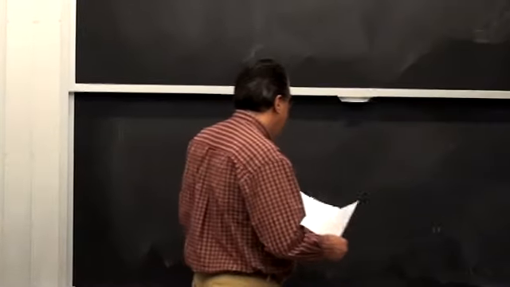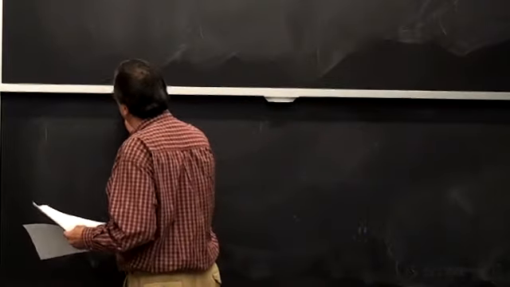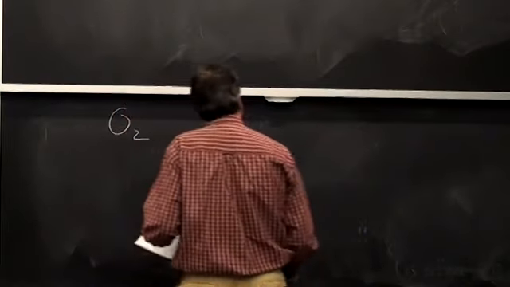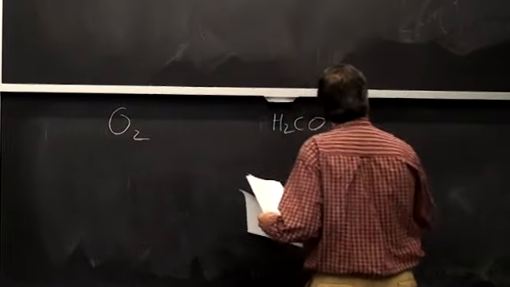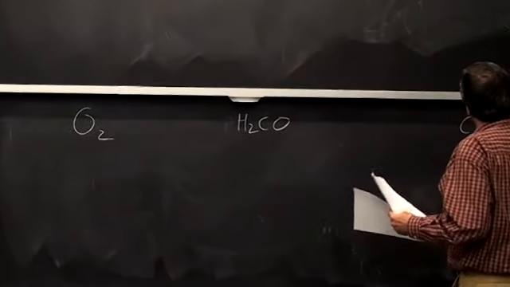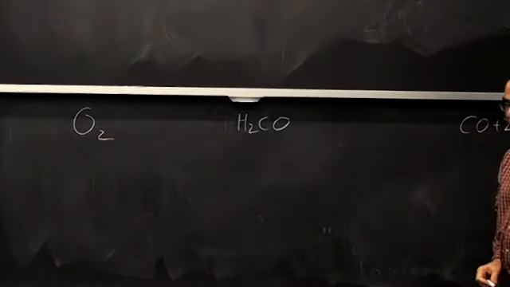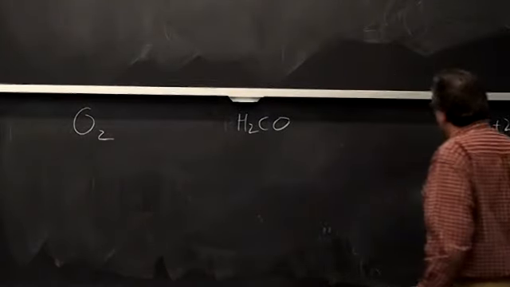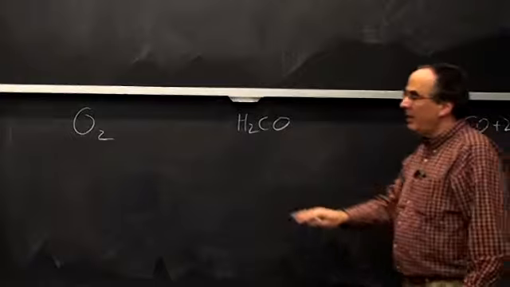On page 2 is a correlation diagram, and it's a really clever kind of correlation diagram. Over on the left is oxygen. In the middle is formaldehyde, and on the right is CO plus 2 hydrogen atoms. Why would we do this? Well, we do this because we know something about the electronic spectrum of CO and O2.